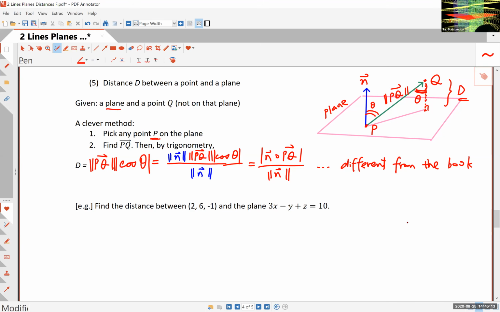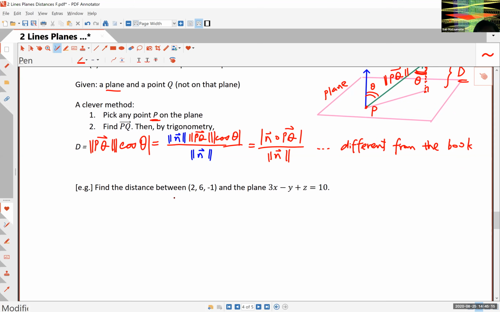All right, so let's look at an example. Find the distance, and by the way, again, this takes practice. After 2 or 3 exercises, you'll be good at it. After 200 or 300 exercises, you'll be really good at it. Find the distance between the point 2, 6, -1 and this plane. You don't have to draw this. Imagine here's a plane, and it doesn't matter what orientation. This point is 2, 6, -1.